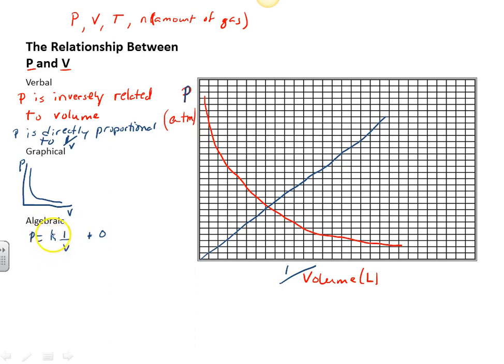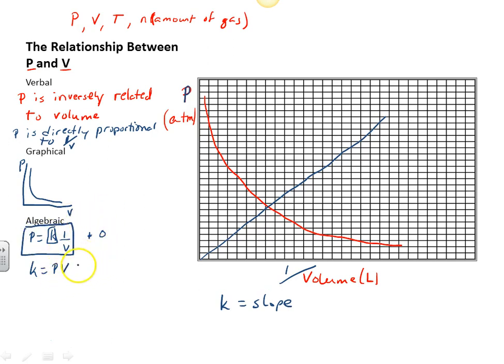Now, we can also say that this value K, which is really just the slope of this line, is going to be equal to, just cross multiplying, P times V. Okay. The algebraic relationship, though, is what I had here: pressure equals K times 1 over V.